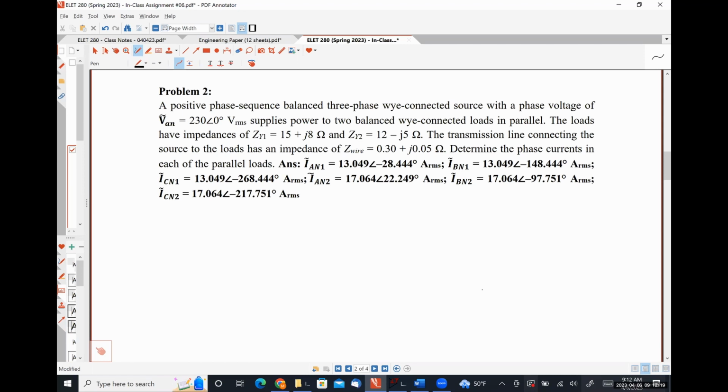All right. The loads have impedances of ZY1 equal to 15 plus j8 ohms, and ZY2 equal to 12 minus j5 ohms. The transmission line connecting the source to the loads has an impedance of ZW equal to 0.3 plus j0.05 ohms. We want to determine the phase currents in each of the parallel loads.